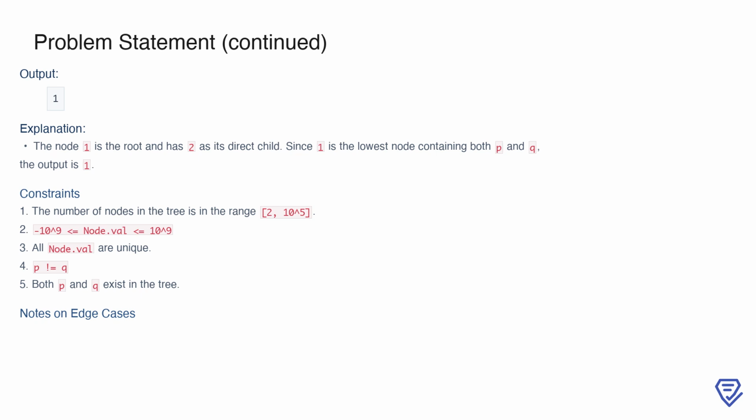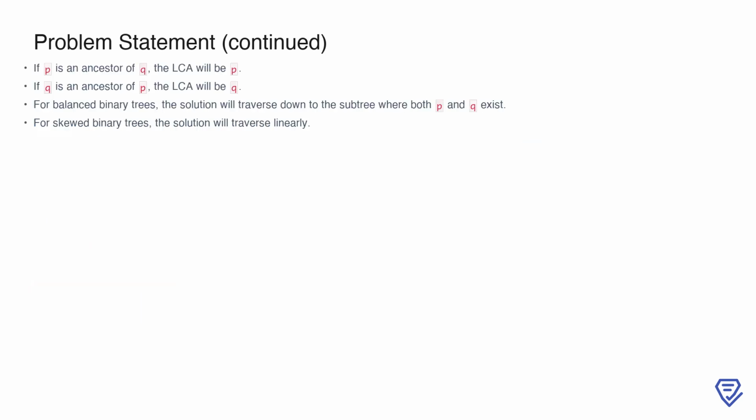of the other. There are a few key edge cases to keep in mind for this problem. If P is an ancestor of Q, the LCA will be P. Similarly, if Q is an ancestor of P, the LCA will be Q. For balanced binary trees, the solution will typically explore the subtree where both P and Q reside. However, for skewed binary trees, the traversal becomes more linear, as the tree structure dictates the path. Understanding these scenarios is crucial for crafting an efficient solution that works across all tree configurations.